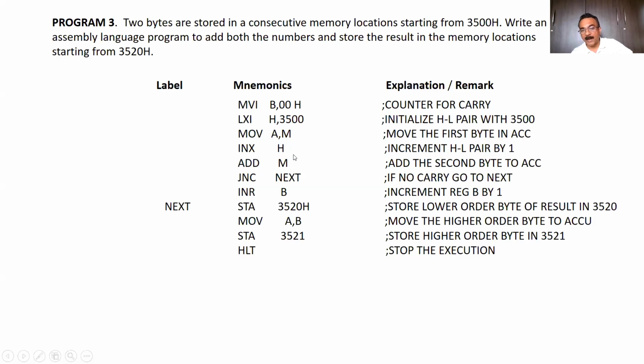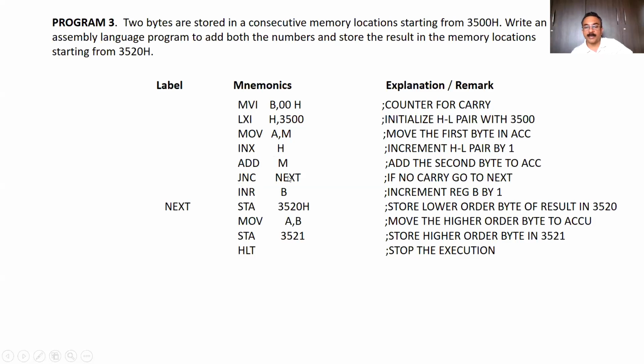ADD M. Again, why M here? Because your byte is in a memory location. So when you write ADD M, then the 2 bytes will get added, and there is a chance of generation of carry. Because if your addition exceeds hexadecimal FF, then it will generate a carry.